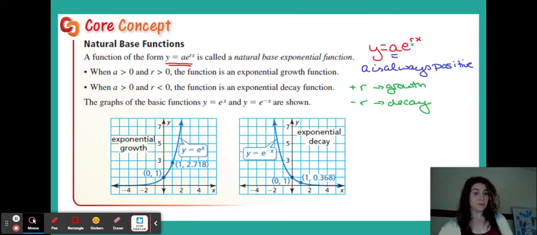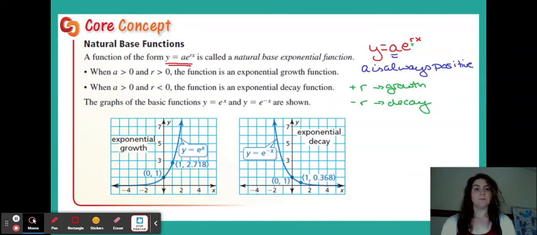Okay, with our exponentials, we know we have a growth and a decay. Same thing with our natural base. However, since e is 2.718, it is always going to be a positive growth, a larger base, right? We're always going to have this 2.718 base, which makes it a growth. However, the exponent, the rate of this e value, is what's going to determine if it's a growth or a decay.